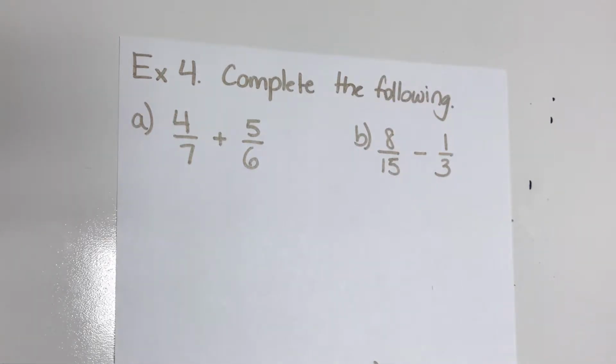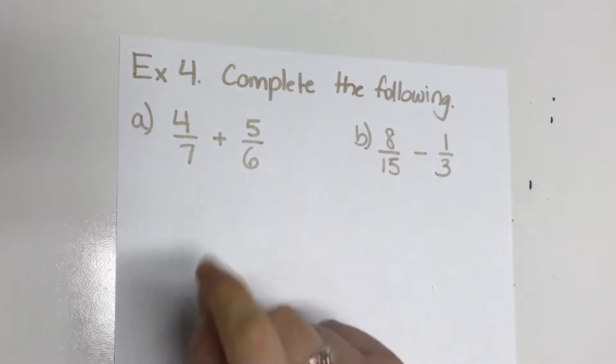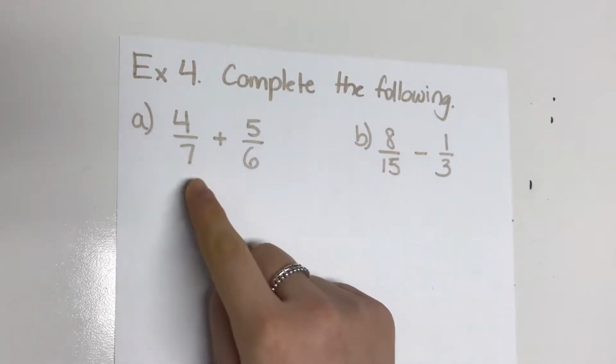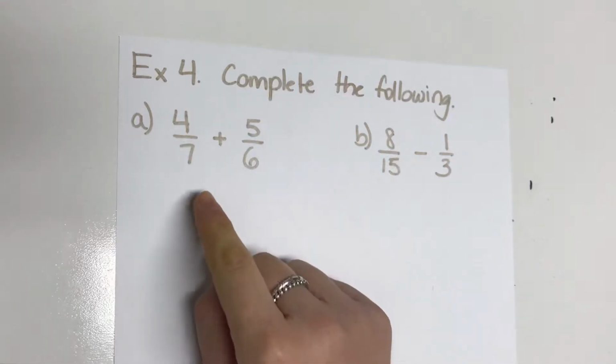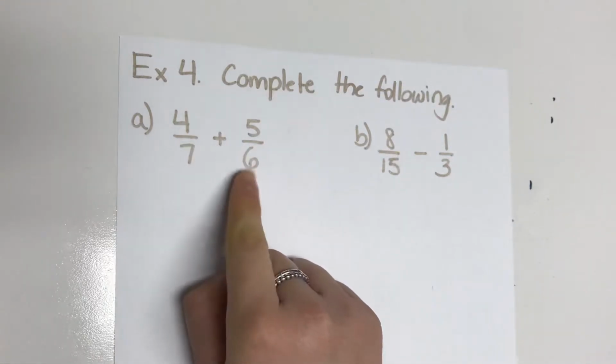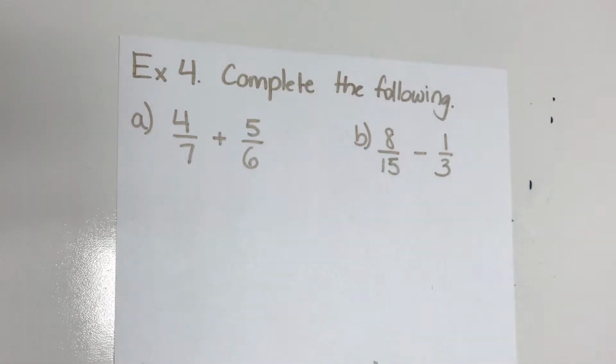All right, let's have some fun with fractions. So when we add fractions, the thing that we need to look at is whether our denominators are like or unlike. Like denominators mean that they are the same. Here, 7 and 6, not the same, so I need to make them like denominators.